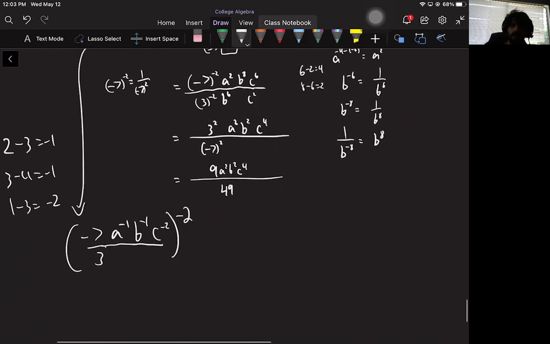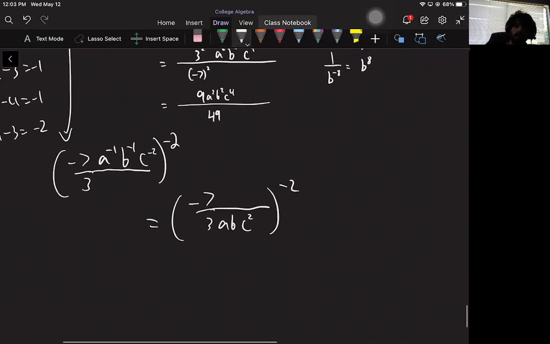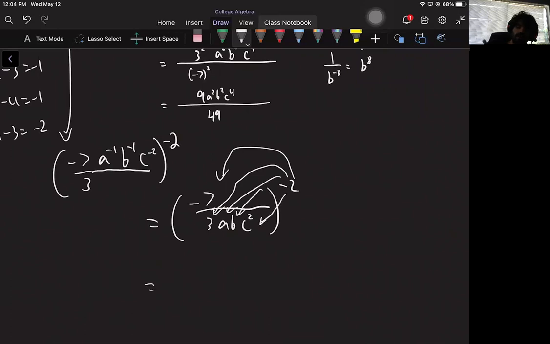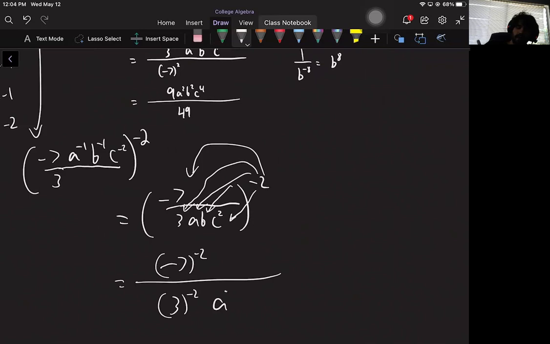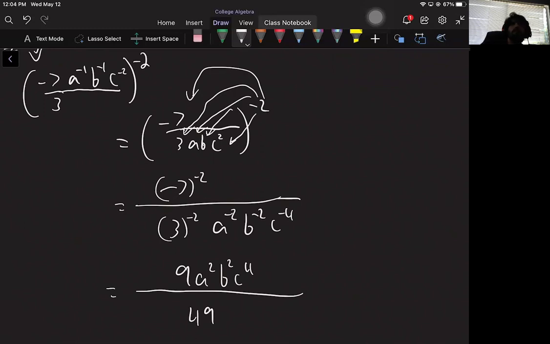And then I could bring in this negative 2 power later. So I could continue flipping these guys over. So negative 7 over 3. Now the a, b, and c flip over because of their negative powers. And now I could bring this guy in later to each term. And so now I get a to the negative 2, b to the negative 2, c to the negative 4, because you multiply 2 times negative 2. And then do the same flipping tricks as I did before. And I get the 49 on the bottom, the 9 on the top, the a squared on the top, the b squared on the top, and the c to the 4th. So you get the same answer either way. Math is consistent like that. Okay, so that's it for this video. See you next time.